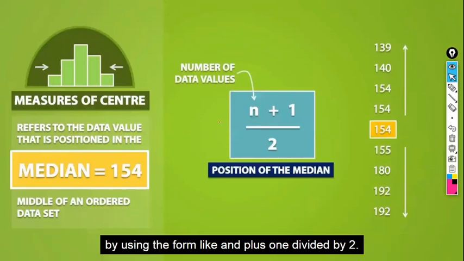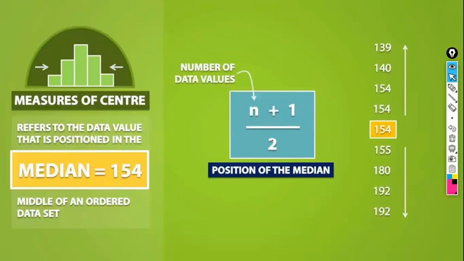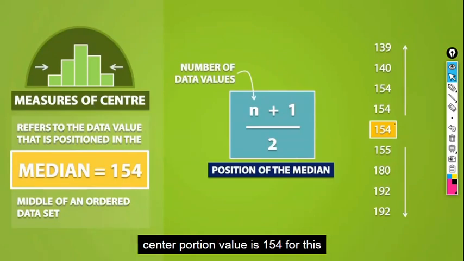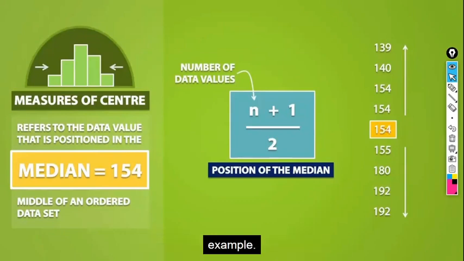You can get it by using the formula n plus 1 divided by 2, that is, number of data points plus 1 divided by 2. Here I have 9 data points, so 9 plus 1 divided by 2. The center position value is 154 for this example.